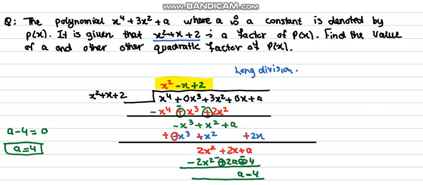And do bear in mind that x squared plus x plus 2 multiplied by x squared minus x plus 2 would give us x to the power 4 plus 3x squared plus a, where a is 4, which we have already found.